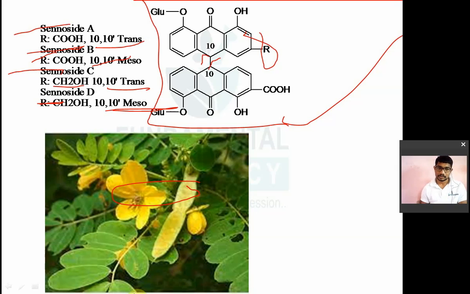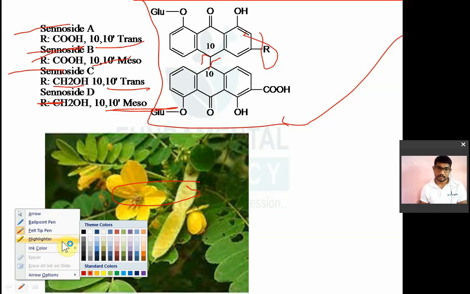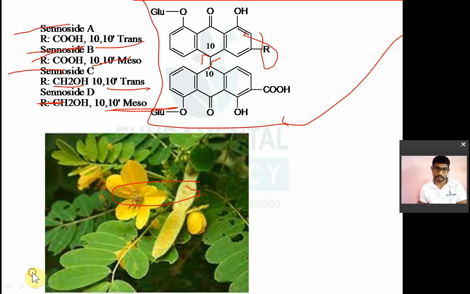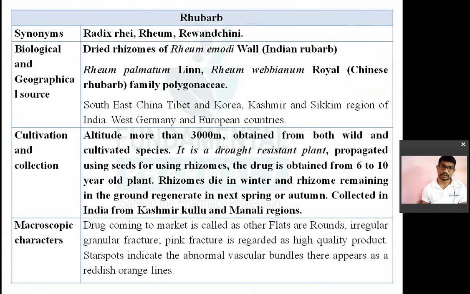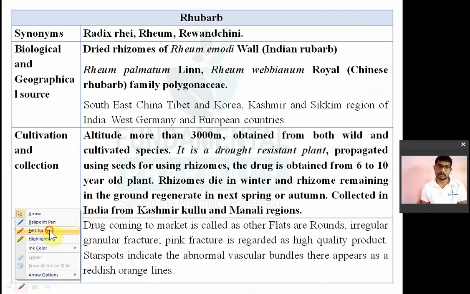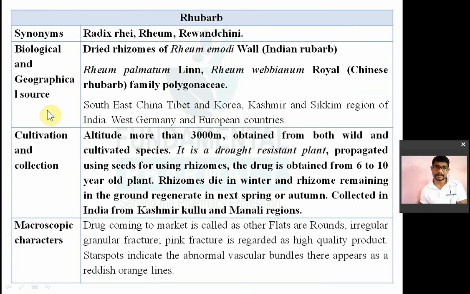It is used as a laxative and sedative. It is also cultivated medicinally. The next drug is known as rhubarb. The synonyms for this rhubarb are Radix rhei, Rheum, Radix rei, or Revandchini.